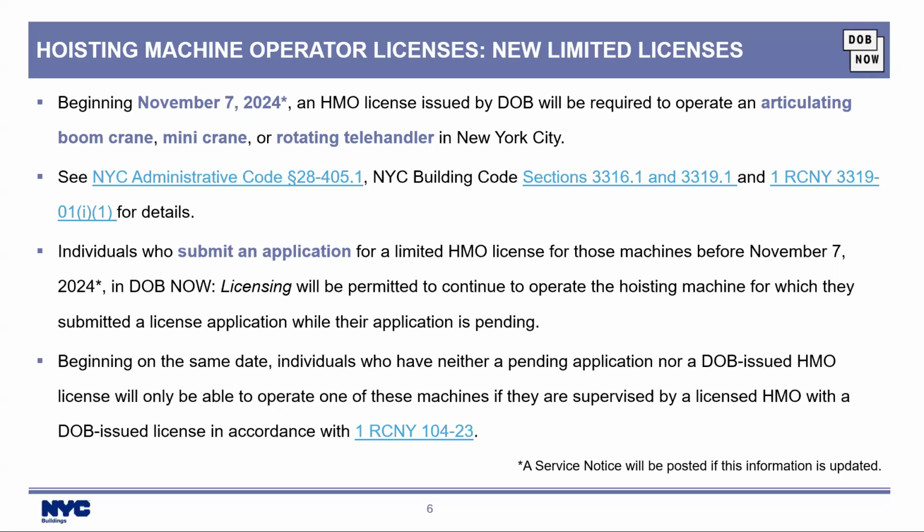Individuals who submit an application for a limited HMO license for those machines before November 7th, 2024, and those applications must be in DOB Now licensing, will be permitted to continue operating the hoisting machine for which they submitted a license application while their application is pending. Beginning on the same date, individuals who have neither a pending application nor a DOB-issued HMO license will only be able to operate one of these machines if they are supervised by a licensed HMO with a DOB-issued license.